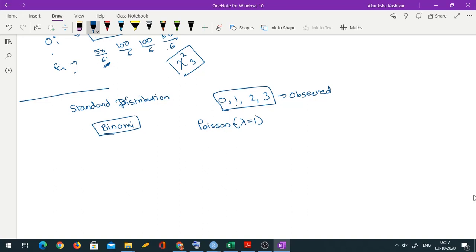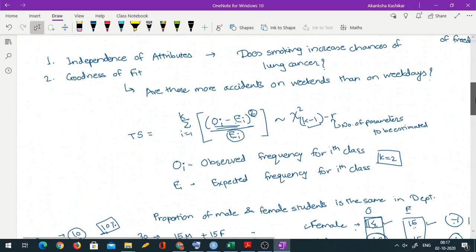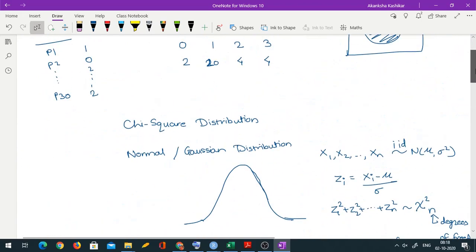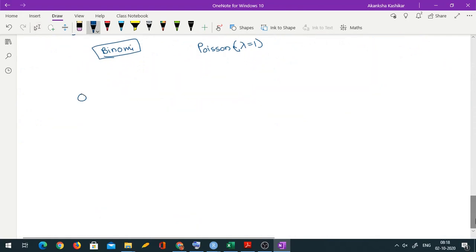Okay, so suppose I want to test whether the number of siblings can be assumed to have distribution Poisson with mean 1. So what were the observed frequencies that we recorded, say, in your class? We have it somewhere here. Yeah, 2, 2, 4, 4. So observed frequencies are 2, 2, 4, 4, and from 4 onwards everything is 0. Okay, these are observed frequencies. And what are expected frequencies?